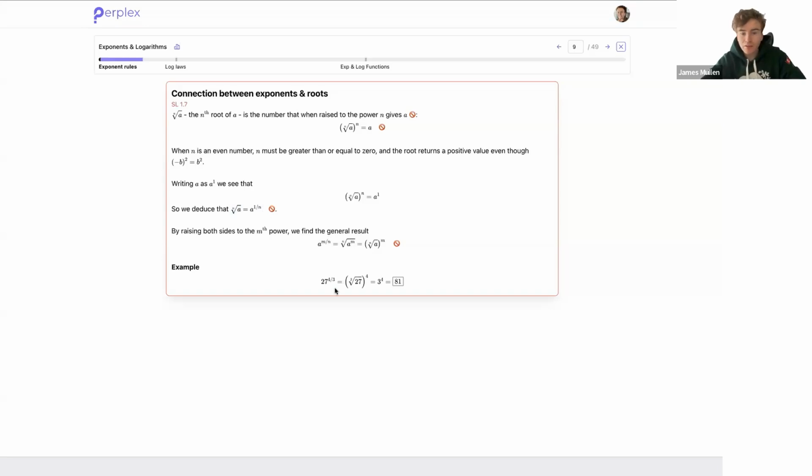So a quick example, if I have 27 to the power of 4 over 3, that's the same thing as the cube root of 27 to the power of 4, and the cube root of 27 is 3, and that to the power of 4 is 81.